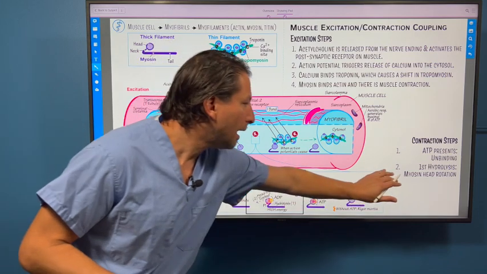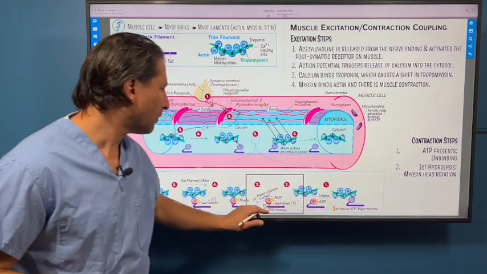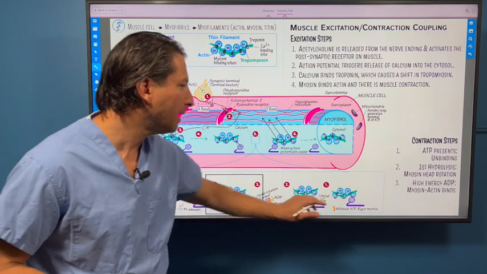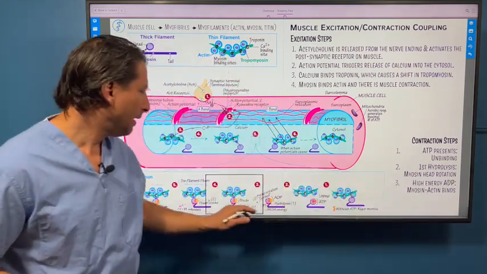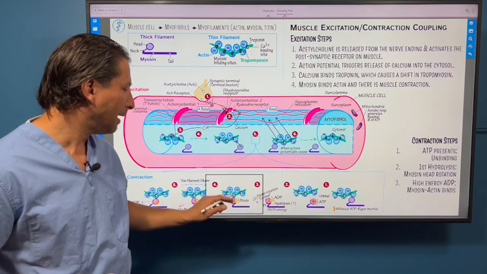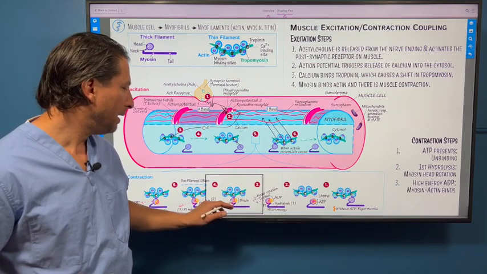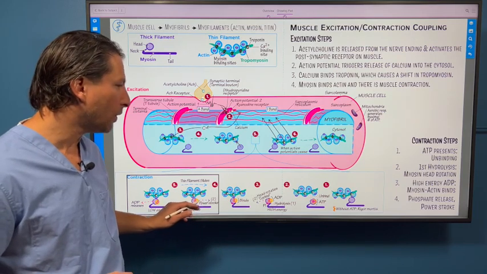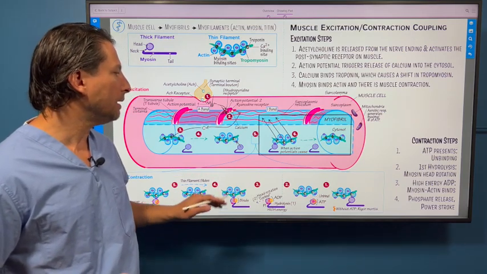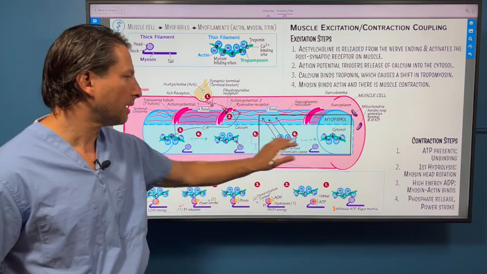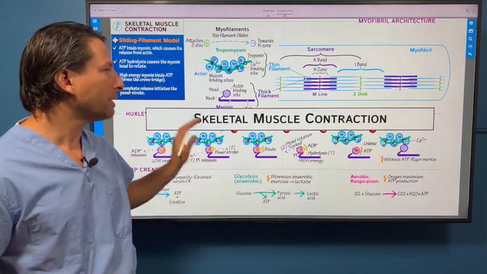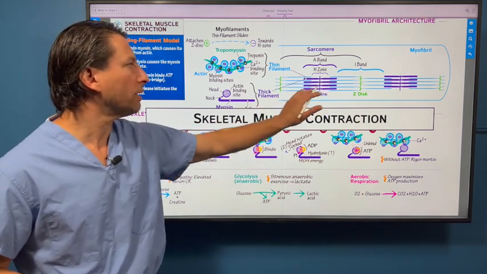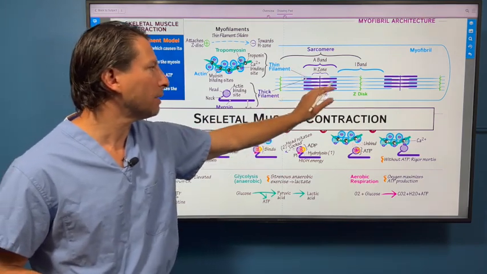Then when there's hydrolysis, there's a rotation of the myosin head, and now we have high energy ADP. The myosin head then binds to actin here, and there's a release of phosphate, and then there's this power stroke. And you can see that, and then this is this activation cycle here. And you can see more details of that, and then also get into the structure of a sarcomere with the A band, H zone, and I bands.